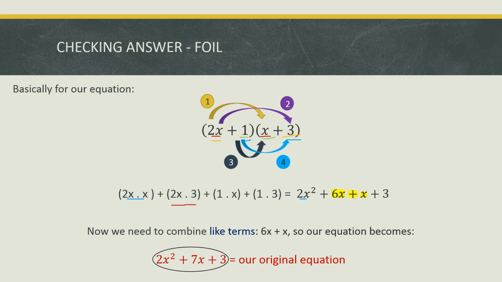2x times 3 is 6x. 1 times x is x. And 1 times 3 is 3. Now, we have our equation, but we need to combine the like terms. As you can see here, they have a common variable of x. So our equation, once we have combined them, will turn into 2x squared plus 7x plus 3, which is our original equation. So we know we have done it correct. That's how you check it.